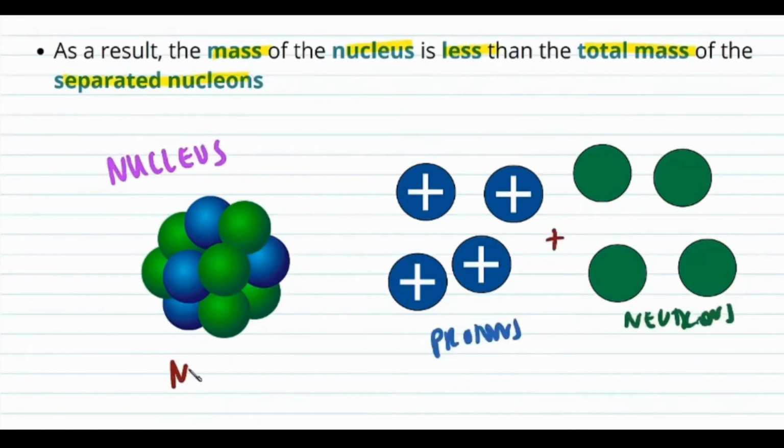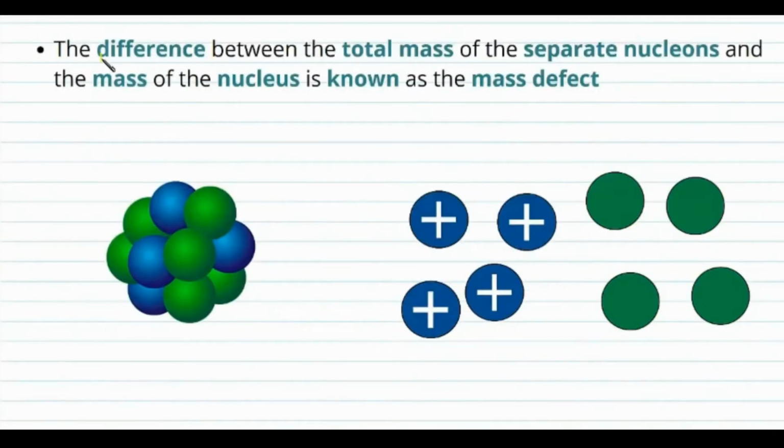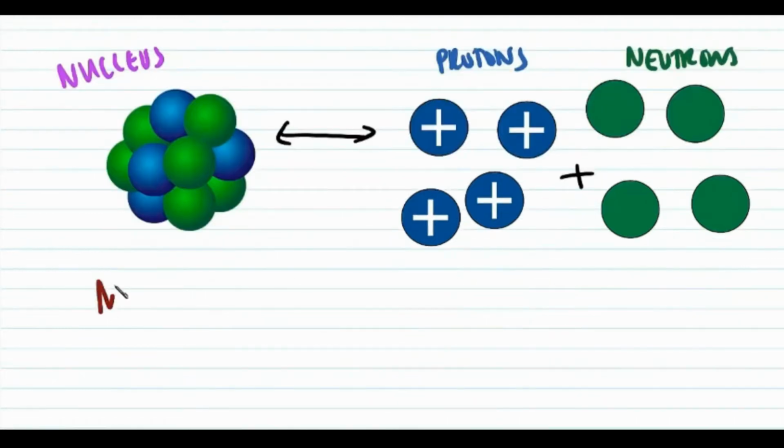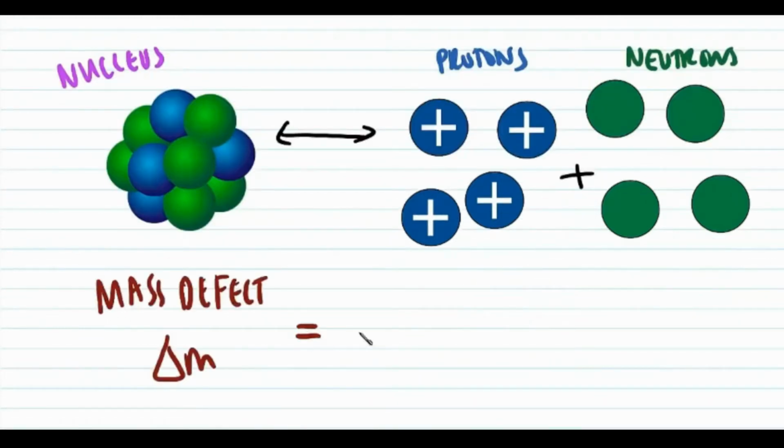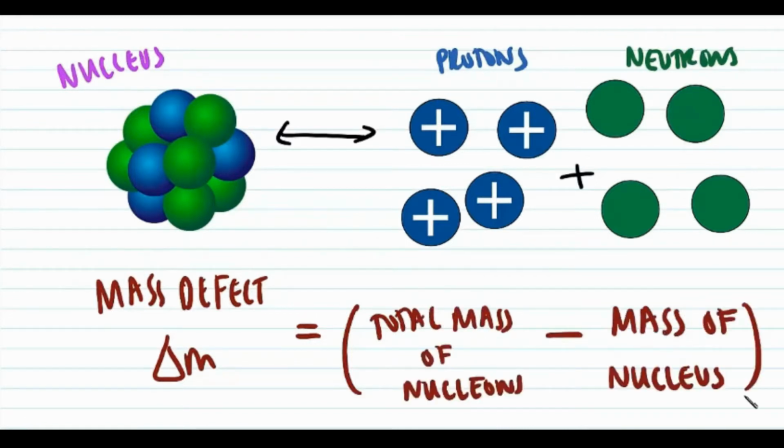So if we found the mass of the nucleus and compared it to the total mass of the nucleons that make it up, we would find that the mass of the nucleus is less than the total mass of the nucleons. The difference between the total mass of the separate nucleons and the mass of the nucleus is known as the mass defect. The mass defect delta M is equal to the total mass of the nucleons minus the mass of the nucleus.